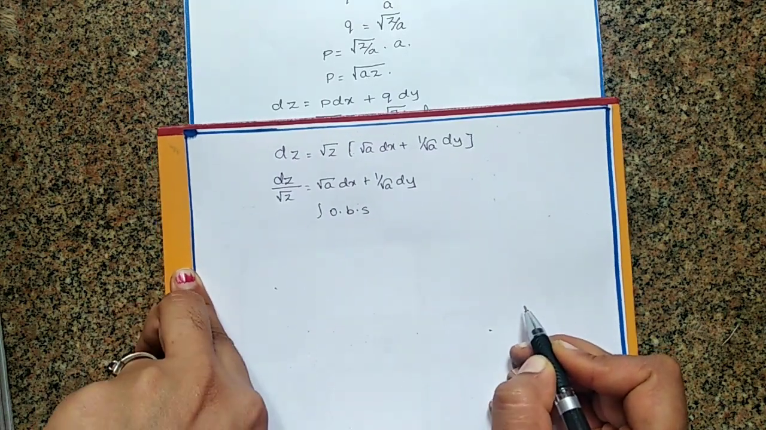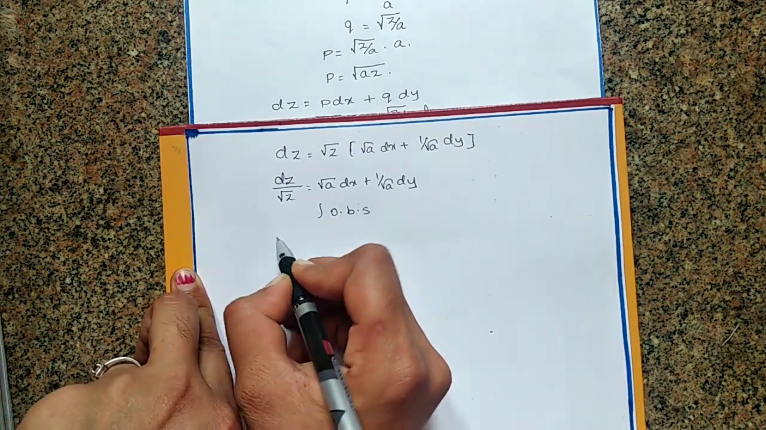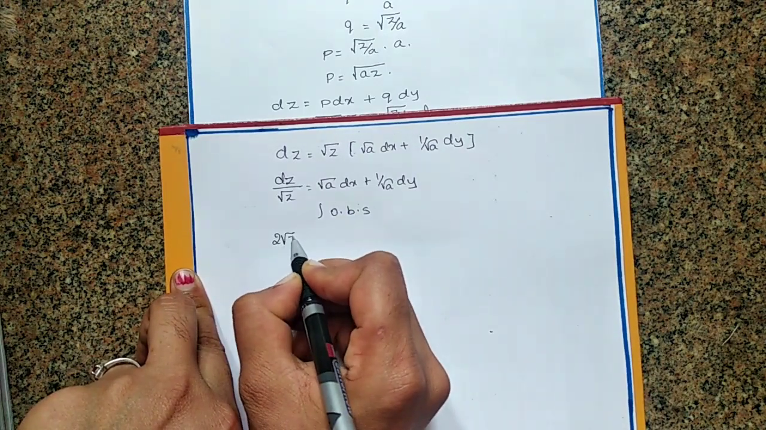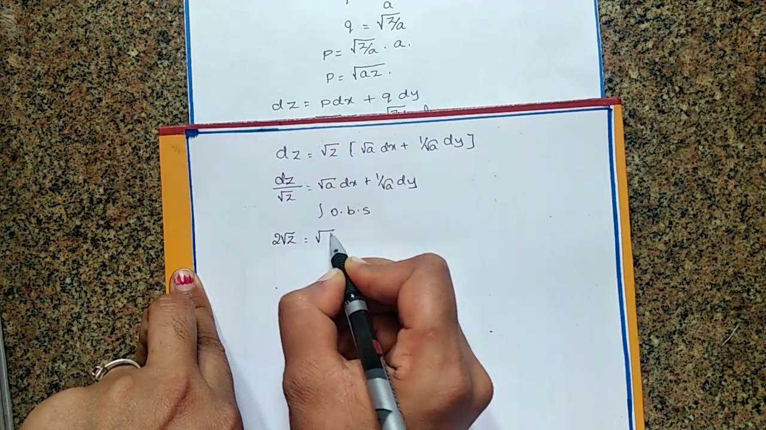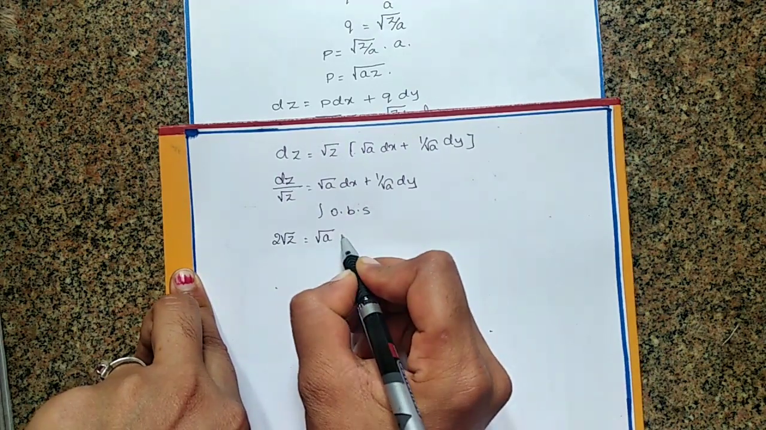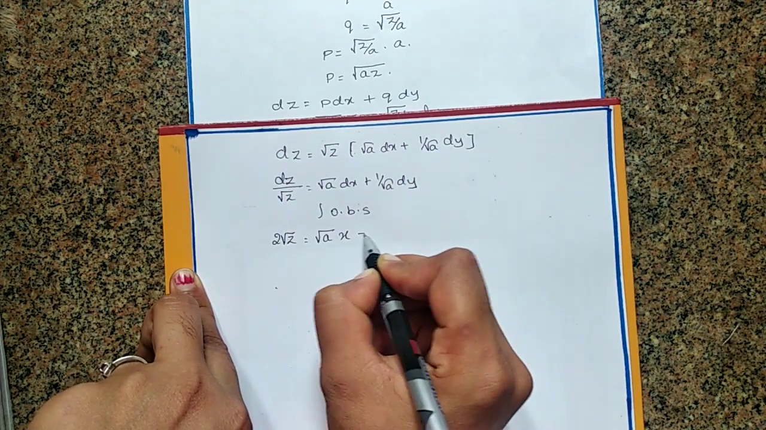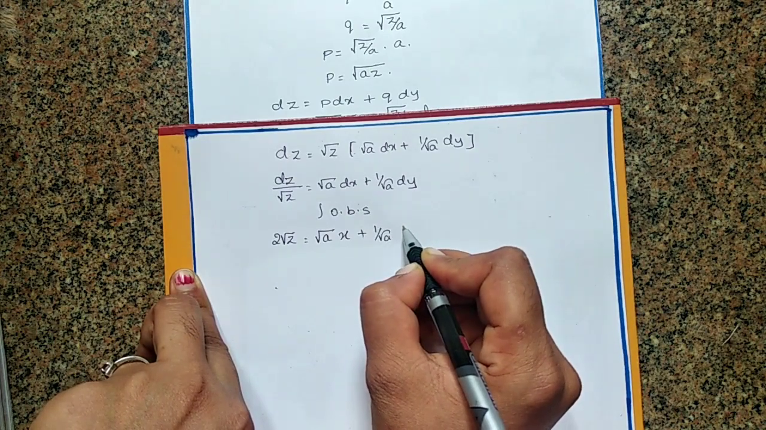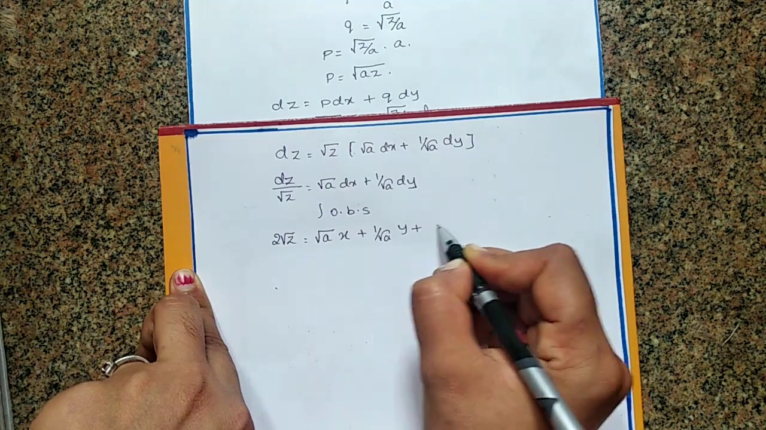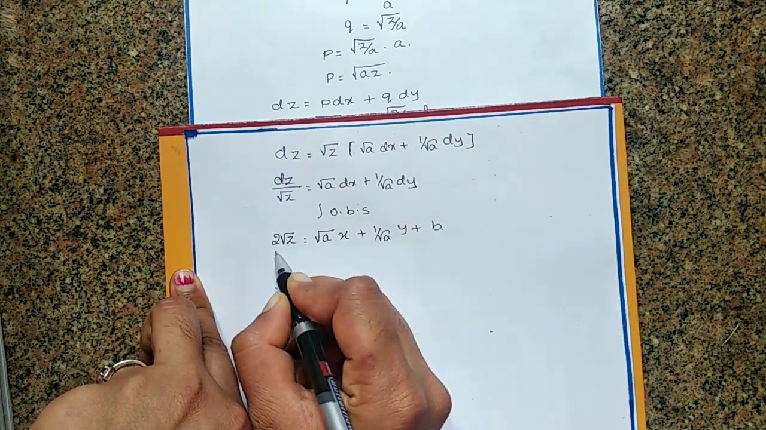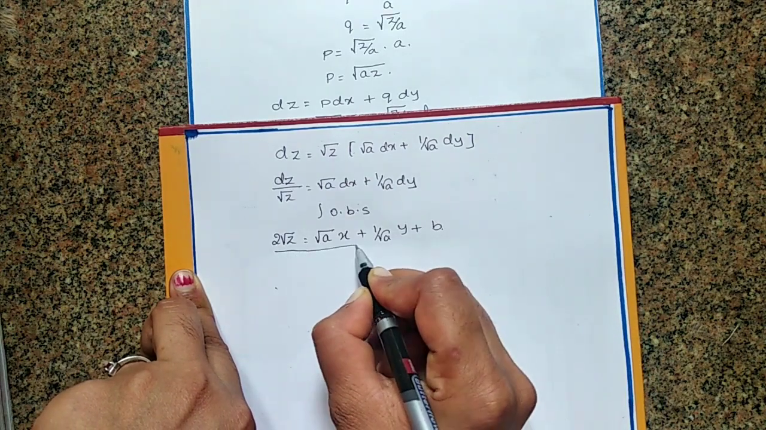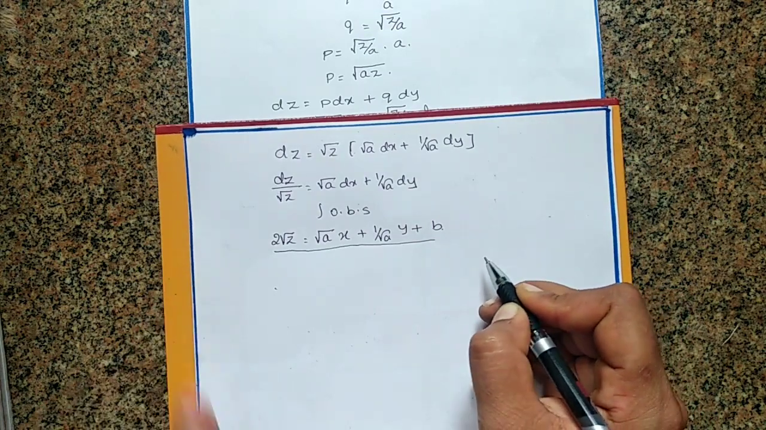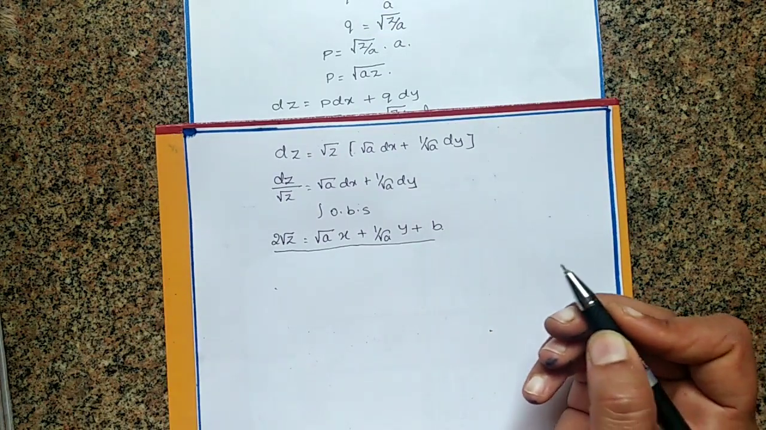We know that integration of dz divided by root z is 2 root z, that is equal to root a into integration of dx, which is x, plus 1 by root a into integration of dy, which is y, plus integral constant b. This is the required complete integral of the given first order nonlinear PDE.